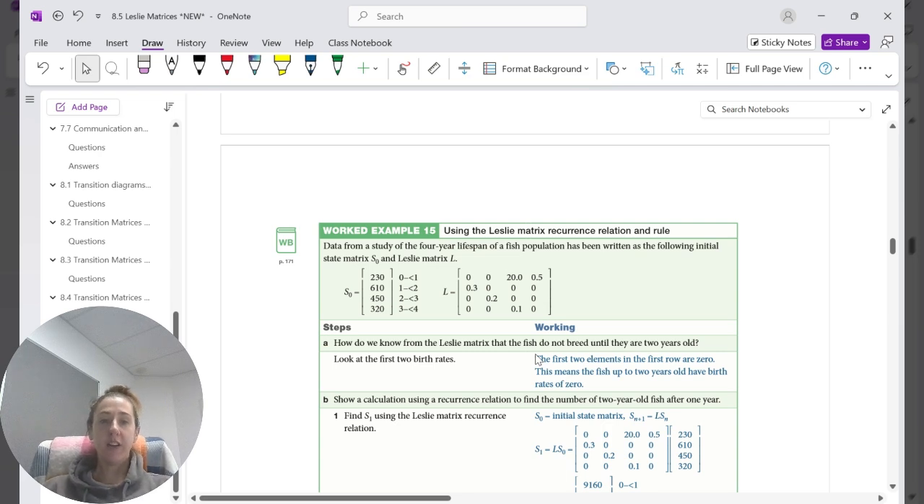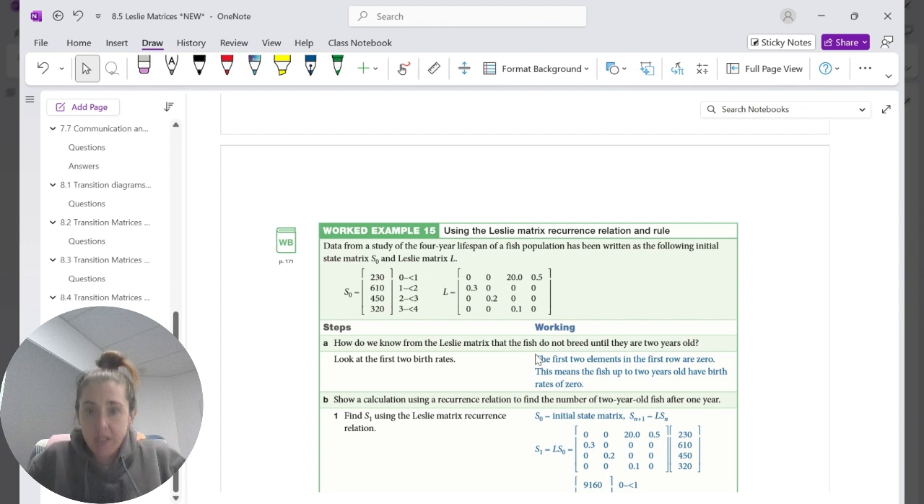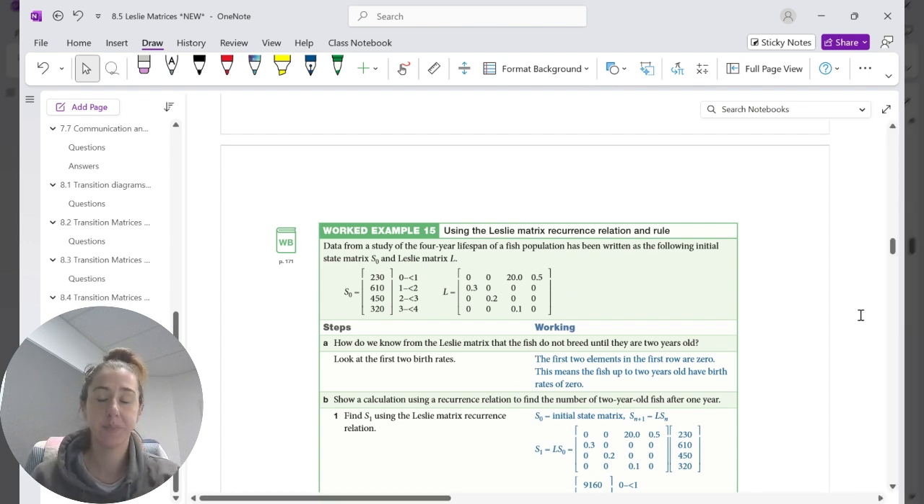We're using the recurrence relationship and the rule with the Leslie matrix. So we've got some data from a study of a 4-year lifespan of the fish population, and we've got our initial state and we've got our Leslie matrix here. So how do we know from the Leslie matrix that the fish don't breed until they're 2 years old? So the way we know is that if we look at this top row here, we know that we haven't got any birth rates for the age category from 0 to less than 1 and 1 to less than 2. So they're not actually birthing until they fall into this 2 to less than 3 years of age.